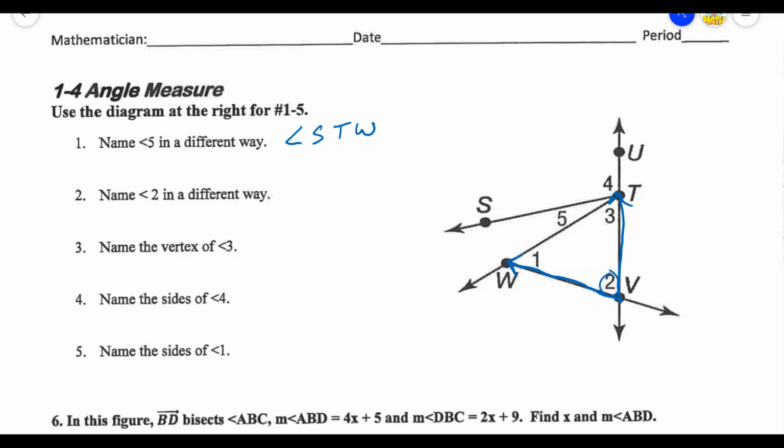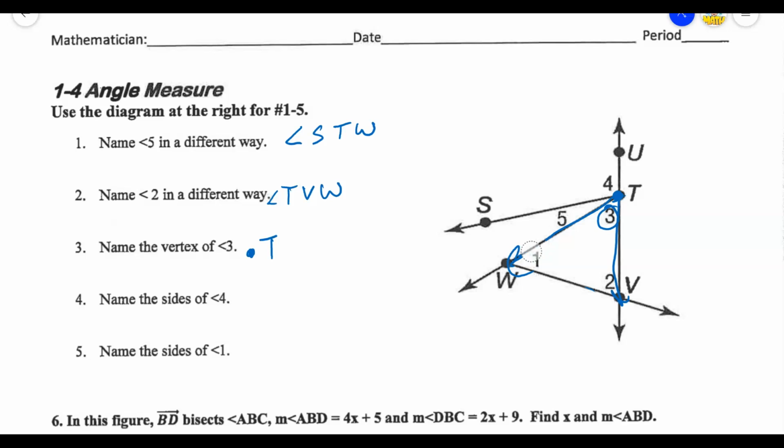Right, how else could we name angle 2? Let's answer that in the Edpuzzle. So hopefully we said angle T to V to W. Okay, vertex of angle 3, that's just a point. What is the point at which angle 3 lives? How would we name that point where angle 3 lives? What point lives in the vertex of that? He would be the middle letter if we were going to name angle 3. So hopefully you answered point T for that.